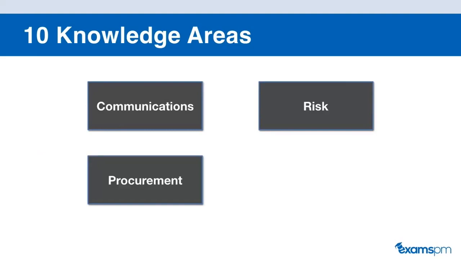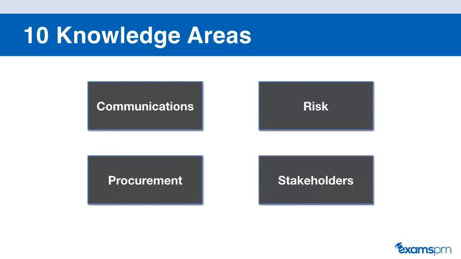Project procurement includes all of the processes necessary to purchase or acquire products, services, or results needed from outside the project team in order to complete the projects. Our last knowledge area is project stakeholder management. Project stakeholder management includes the processes required to identify the people, groups, or organizations that could impact or be impacted by the project, to analyze the stakeholders' expectations and their impact on the project, and to develop the appropriate management strategies for effectively engaging the stakeholders in project decisions and execution.